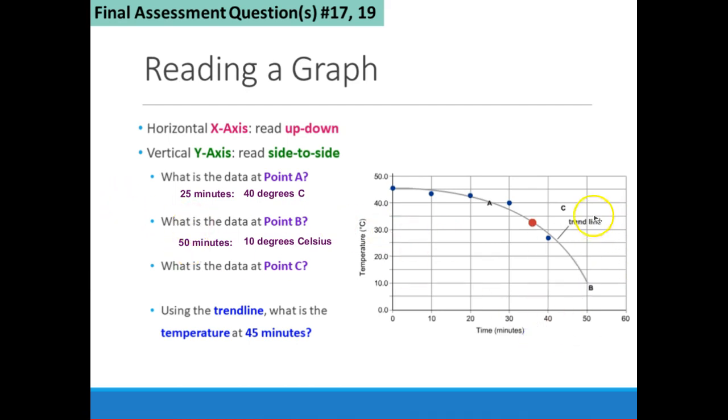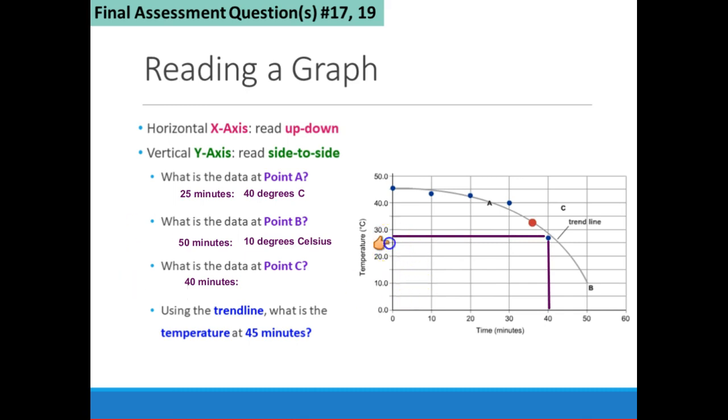Okay, now take a look at point C, please. All right, so we're taking a look right here. At point C, what time are we at point C? Tell me in the chat box. Again, take a look at the blue dot. Yes, exactly. So this is 40 minutes. And what is the temperature at 40 minutes? Take a look left and right.